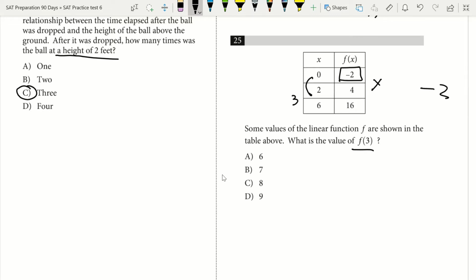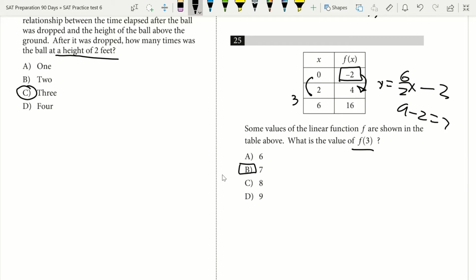I see if I increase by 2x, I increase by 6y. So I'm increasing by 6 for every 2x that I increase. So y then is going to equal that 6 increase for every 2x, minus 2. So I just plug in a 3 then. I know 6 over 2 is 3. 3 times 3 is going to give me 9. 9 minus 2 is going to give me 7. So my answer there is going to have to be B. So for 25, the answer there is B.